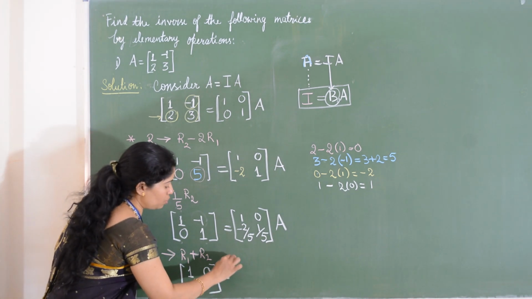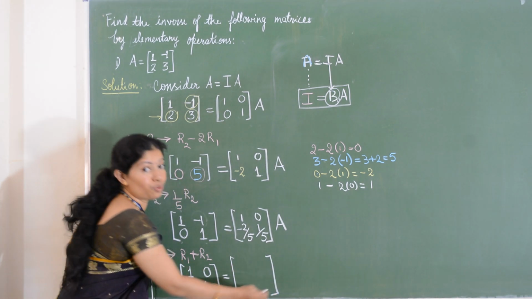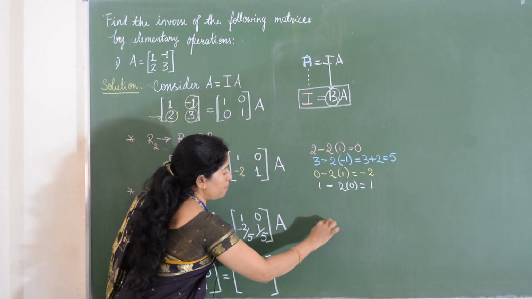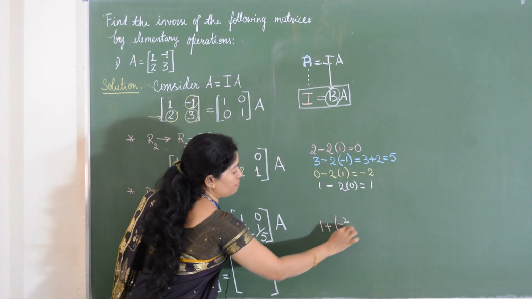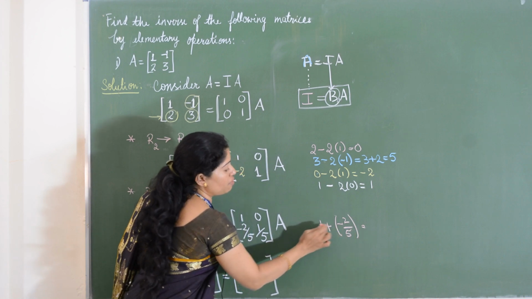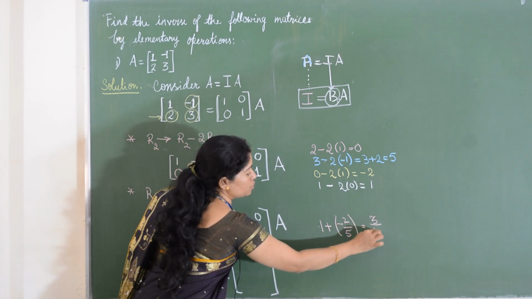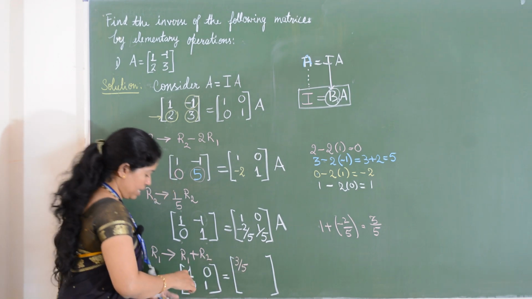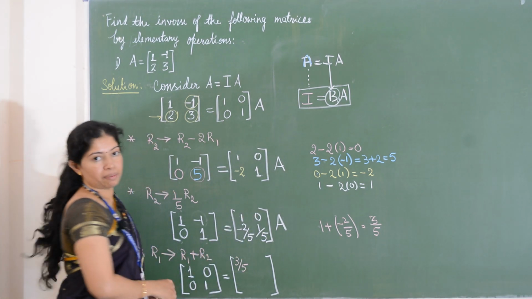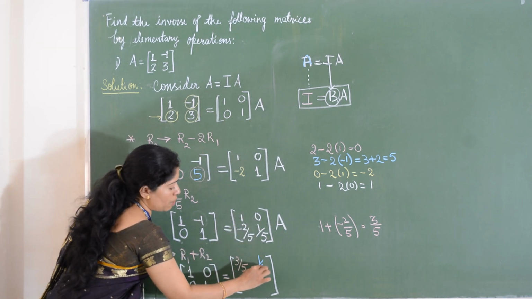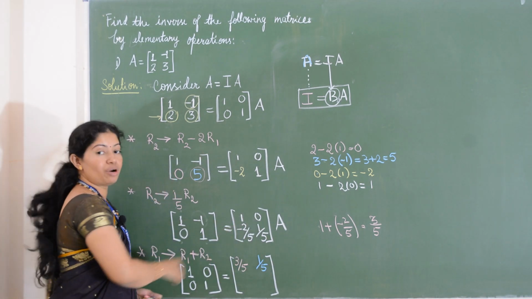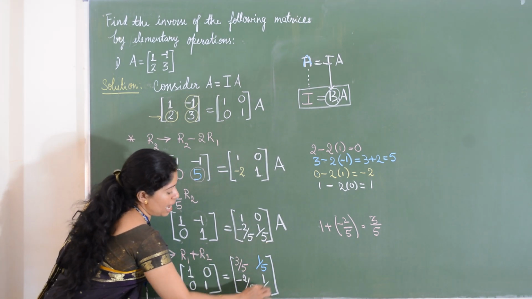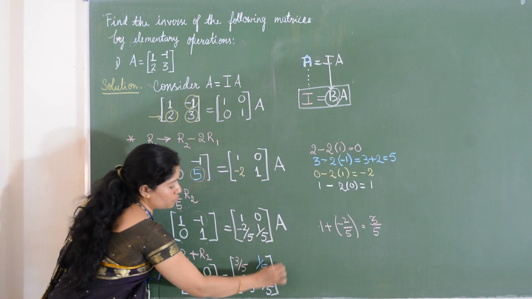Here also you need to add the first row with the second row. So 1 plus of minus 2 by 5, that is 5 minus 2, is equal to 3 by 5. So this entry will become 3 by 5. Next, 0 plus 1 by 5 will give you 1 by 5. The second row entries you write as it is: it is minus 2 by 5 and 1 by 5, into this A.